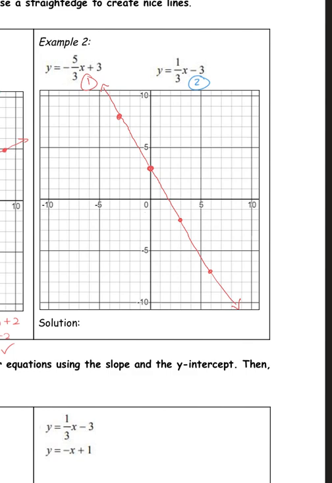All right, let's take a look at our second graph. We have 1/3 x minus 3. So again, we're going to start with our y-intercept, but this time our y-intercept is -3. We have a positive slope, so we're going to go up 1/3, up 1/3, up 1/3, finish off down 1/3, down 1/3, down 1/3, and then connect my points.